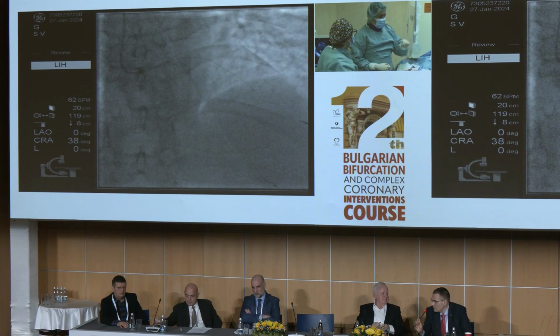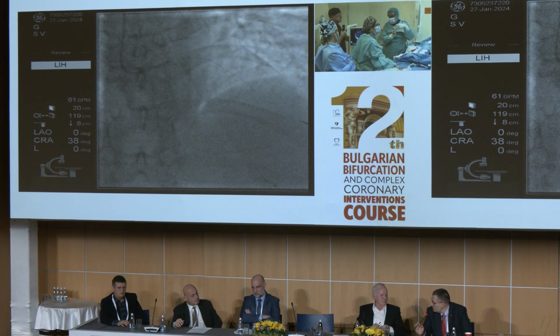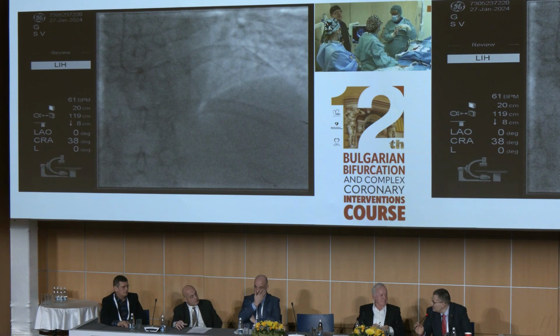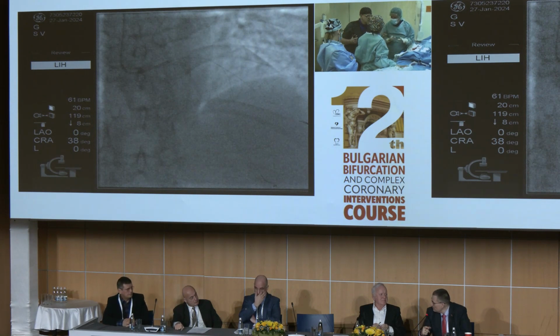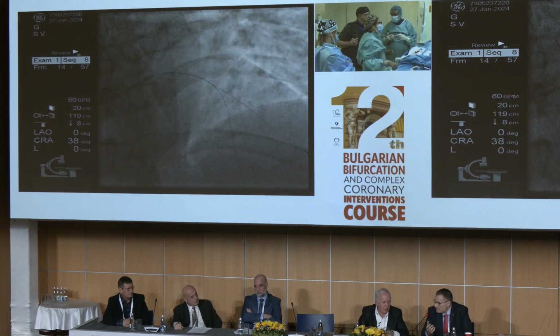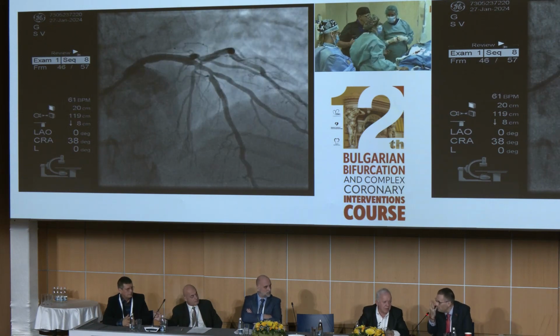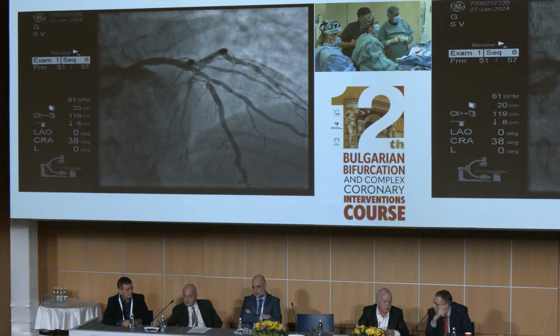The big advantage of this IVUS is that it has two frequencies, 40 and 60 megahertz. In 60, practically it works almost like OCT, but it loses some advantages of the IVUS regarding deep penetration, but it is much more accurate for the lumen assessment.